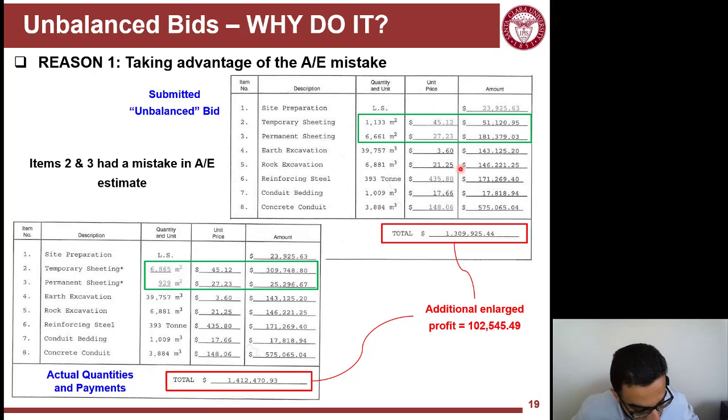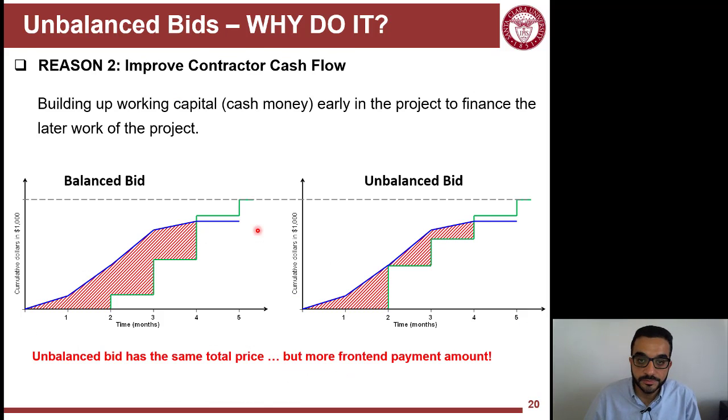So when you find a mistake by others, you don't take advantage of it. You let them know, and that will give a fair competition here. The second reason for doing unbalancing bids is to improve the cash flow.